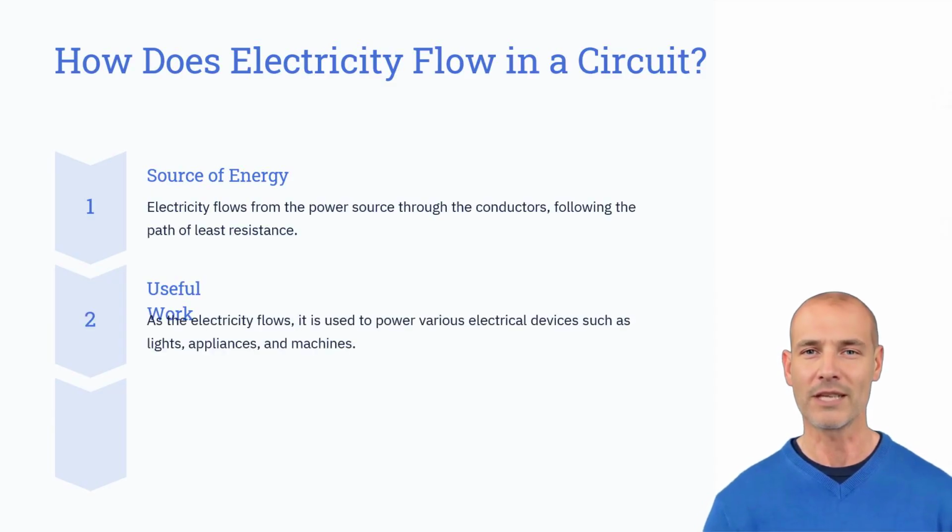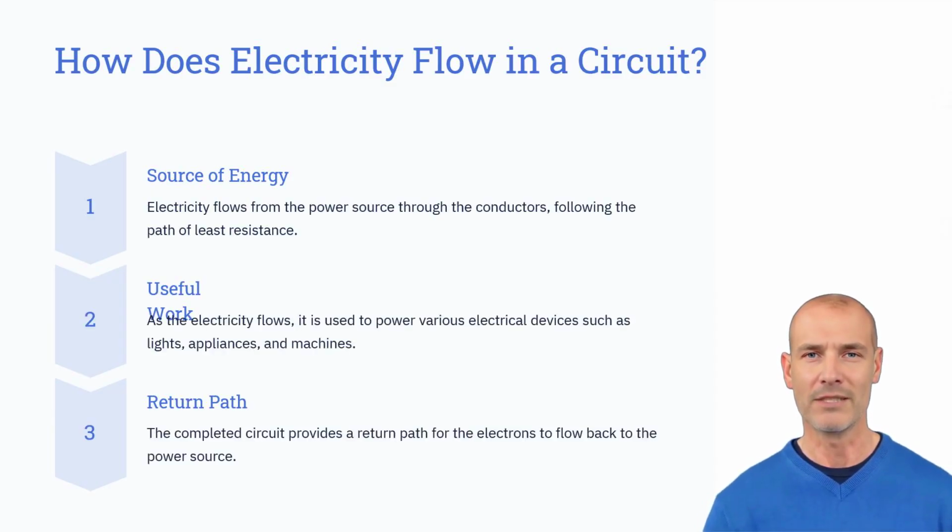Electricity is essential to our lives, enabling us to use electrical appliances and machines. It is produced from a power source and transmitted through wires in an electric circuit. This electricity takes the path of least resistance, enabling us to do useful work such as lighting up a room or powering a refrigerator. The electricity is then able to complete the circuit and return to the power source, closing the loop.